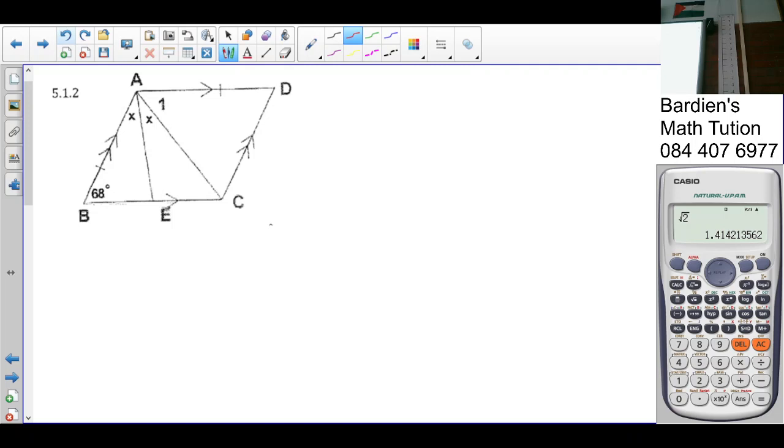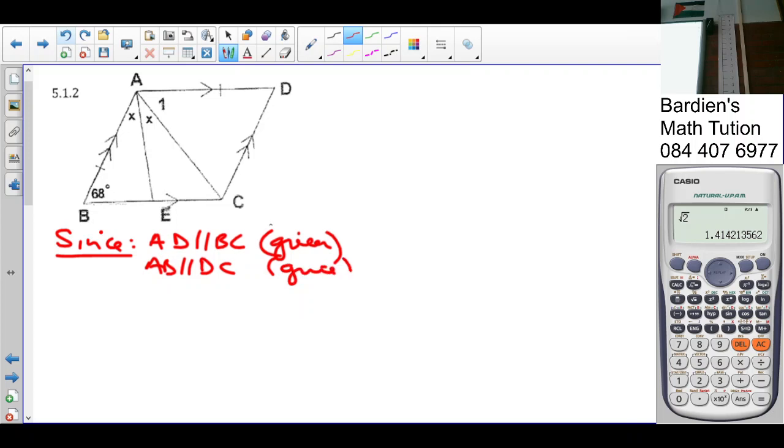So firstly, it's not given as a parallelogram. Okay, so we have to first say it's a parallelogram. So we will say, since AD is parallel to BC, that was given, and AB is parallel to DC, that's also given. Therefore, ADCB is a parallelogram.